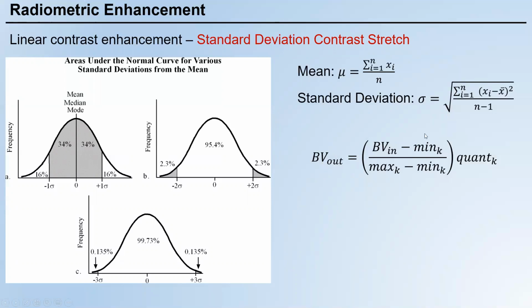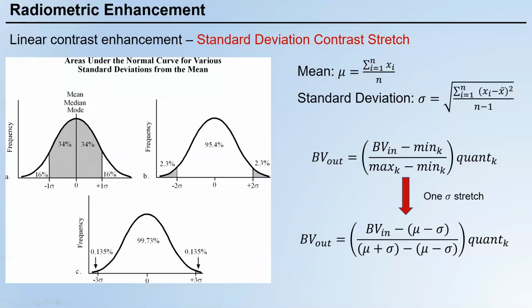Okay, so this is the equation we saw before, right? For min max stretch, linear stretch. And here we do some adjustment. BV out doesn't change, BV in doesn't change, but min value and max value are not employed here. Instead, we use mu minus standard deviation to replace the min value. We use mu plus standard deviation to replace the max value. That's it. That's all you need to know about standard deviation contrast stretch.